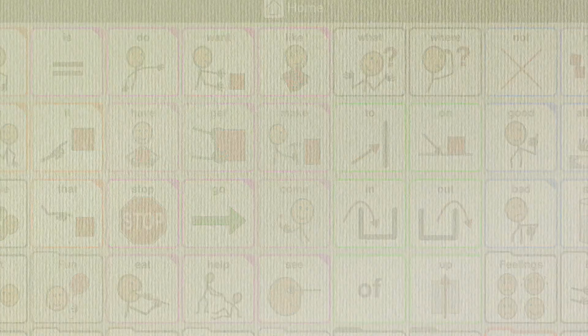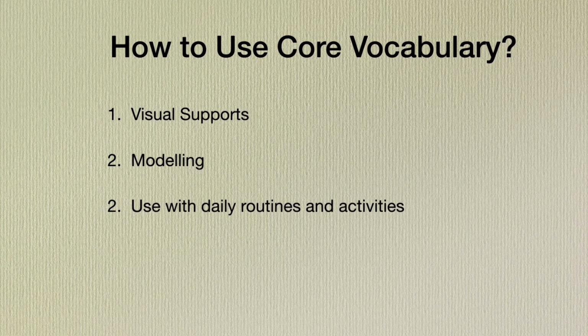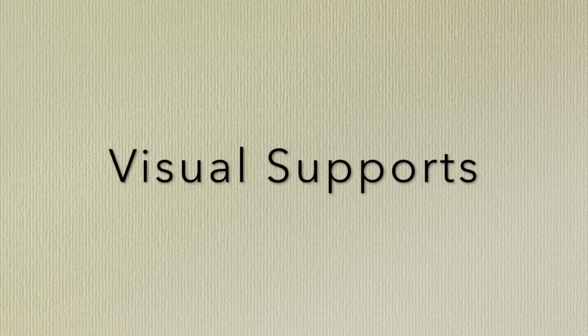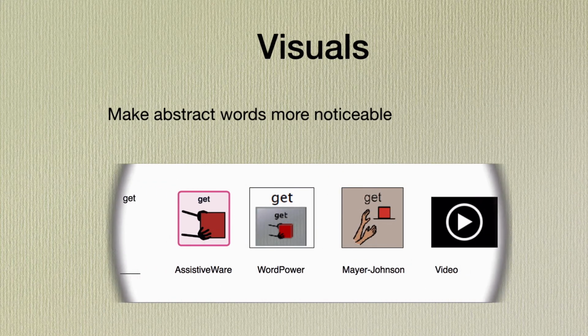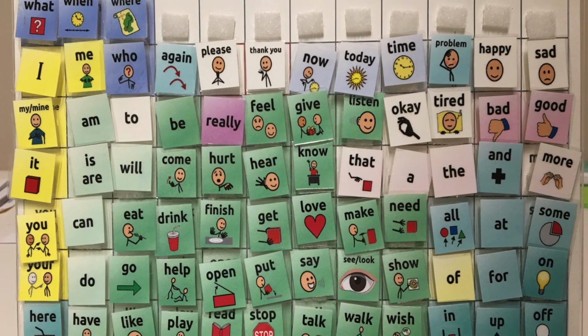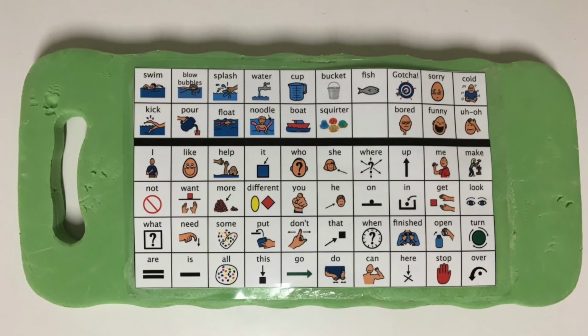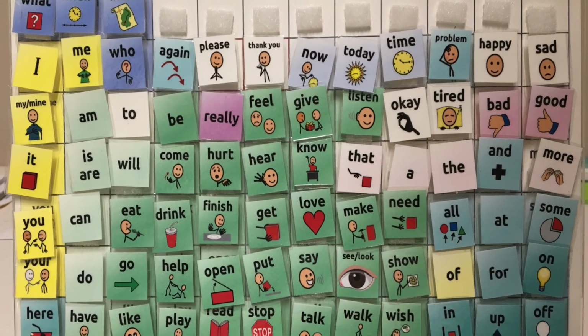There are lots of ways, but I want to highlight three: using visual supports, modeling, and implementation during routines and everyday activities. A lot of teachers use visual supports. Can you tell us why it's so important? Because these words are abstract, using visuals makes them more salient. There are lots of different symbol systems out there, like BoardMaker or PCS, but using visuals individually or on a core board and pairing them with spoken language is a great way to make abstract language more concrete.